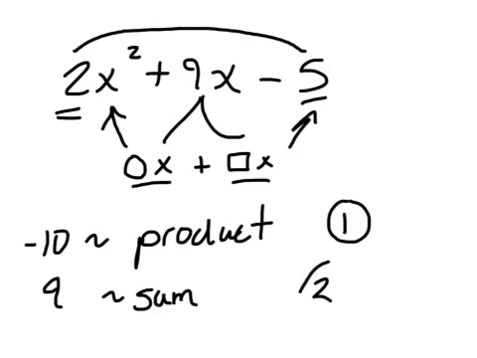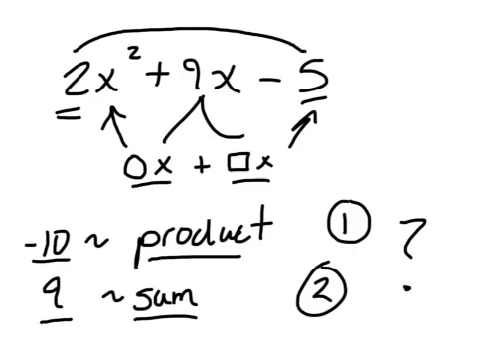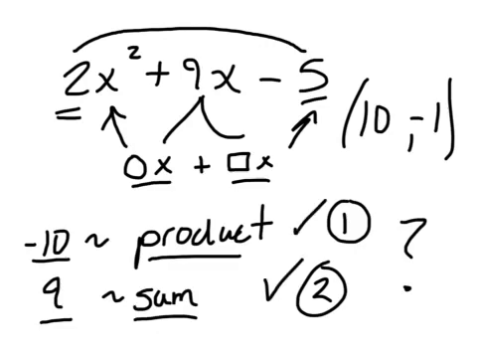So what two numbers have a product that is -10 and a sum that is +9? And it's maybe plain to see that those two numbers are +10 and -1. They add to +9 and their product is -10. So we've satisfied both conditions. So let's go to the next page.